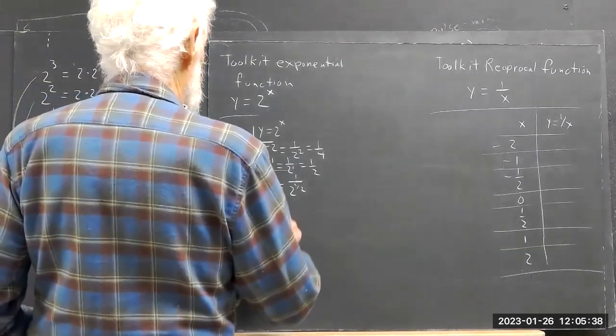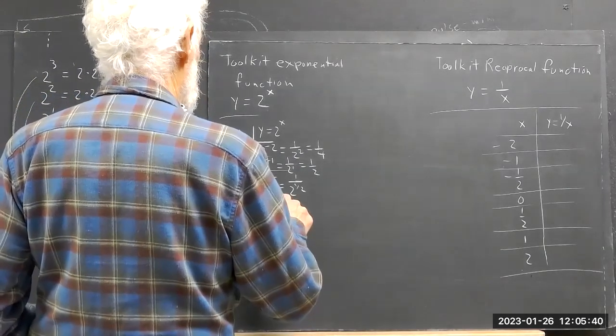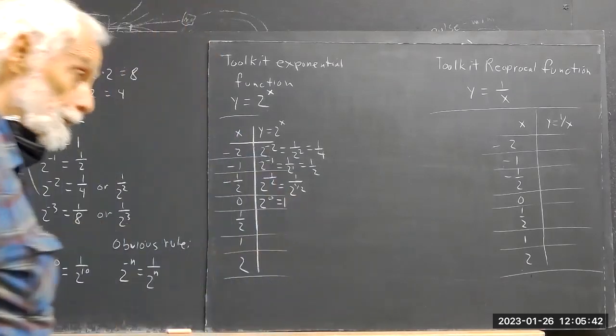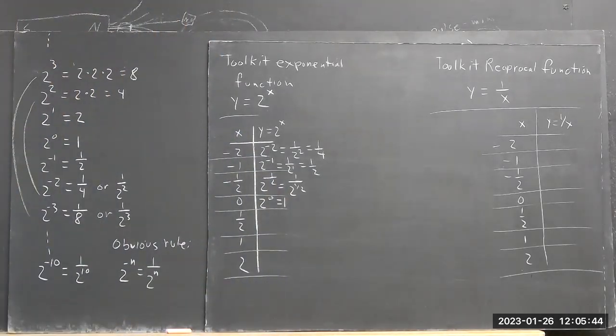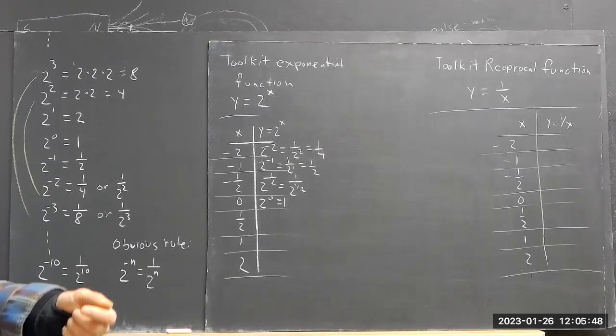Okay, 2 to the 0 is 1, not 0. You put 0 in there, you're going to distort your graph. It's going to be really ugly instead of really pretty. Okay, we want a really pretty graph.